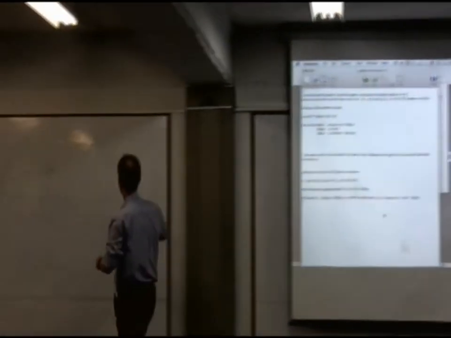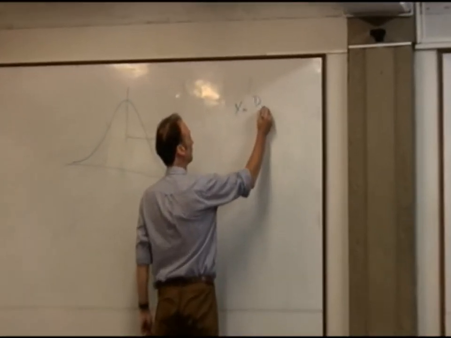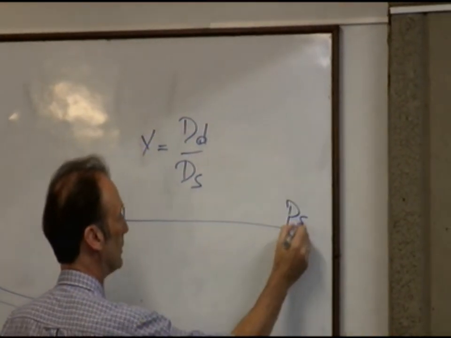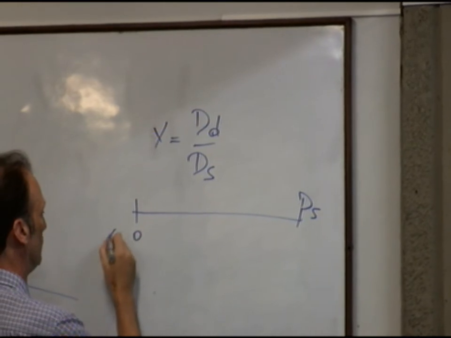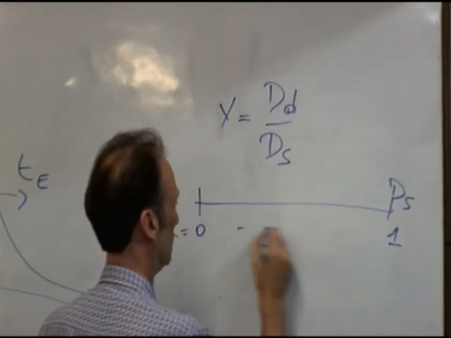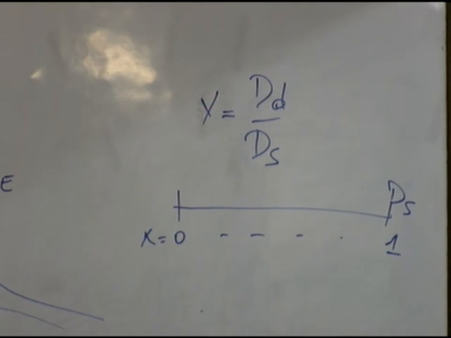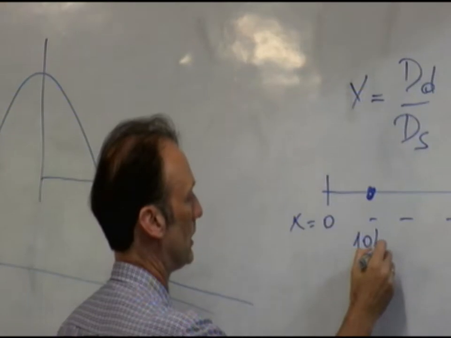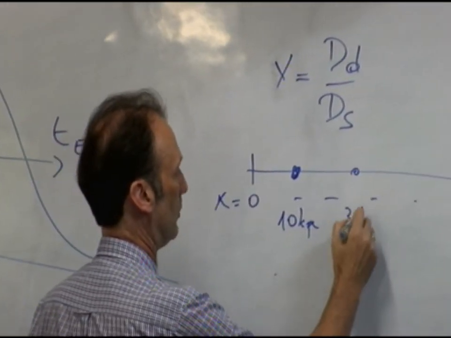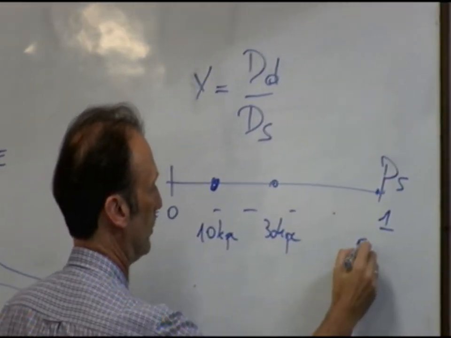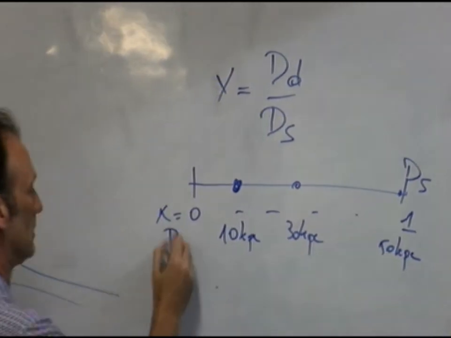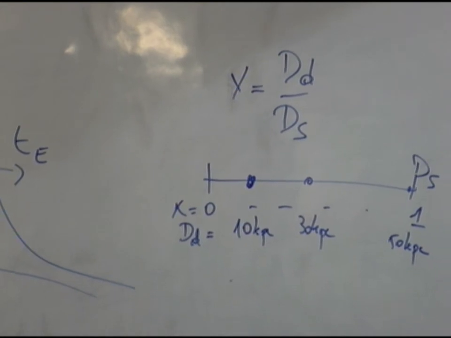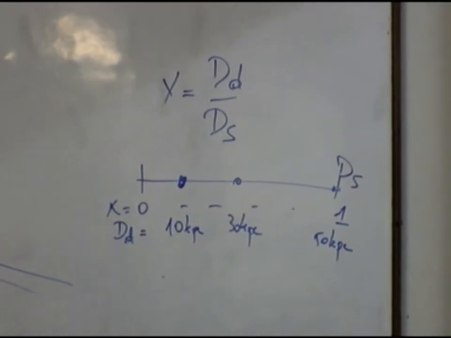is the ratio between the distance to the lens and the distance to the source. So if you have the full distance to the source here, then x is the fraction along the line of sight where your lens lives. And so I asked you, x is 10 kiloparsecs, x is 30 kiloparsecs, and x is 50 kiloparsecs. Sorry, d_s, d_d. And so it's simply a question of putting in the numbers.